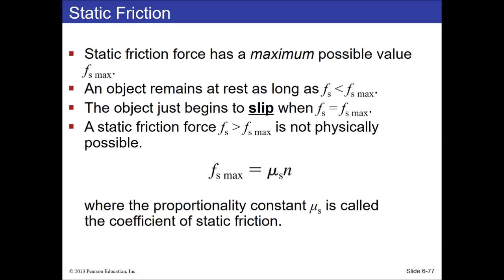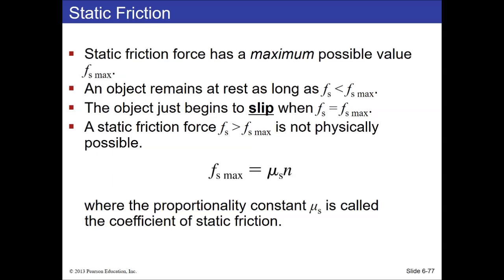The maximum possible value that you can have for static friction has a very clear quantitative form, and it's what you see here: mu sub s times n. Mu sub s is called the coefficient of static friction, and the n here is the normal force. So there are two parts to this. The maximum static friction that can happen between two surfaces depends on a constant, which is mu sub s. Now, mu sub s is a material-dependent quantity.